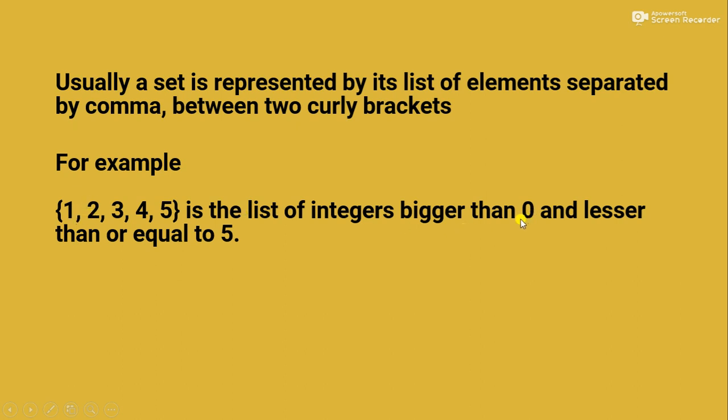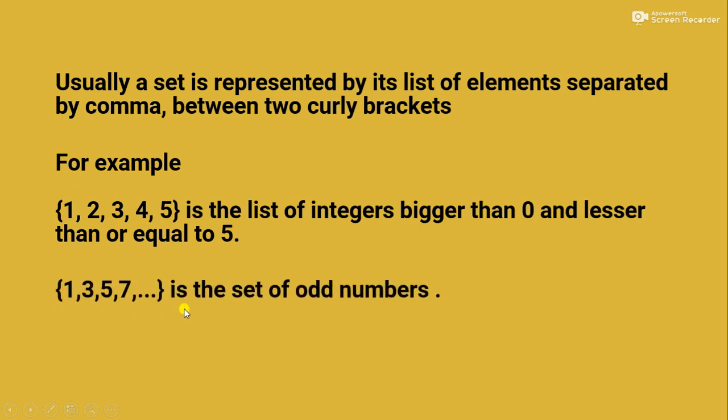Here we have a set of integers that are bigger than 0 and less than or equal to 5. We can represent this set like this: 1, 2, 3, 4, 5 are the elements of the set, the elements are separated using commas, and every element is written inside the curly braces. So this is how we can represent a set.